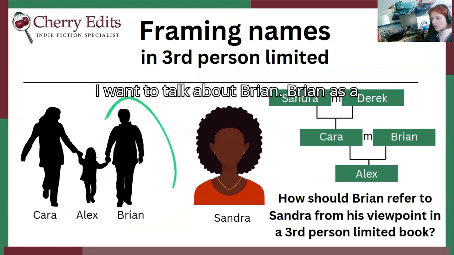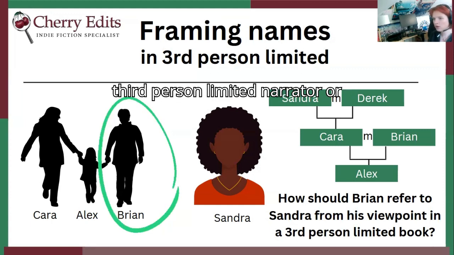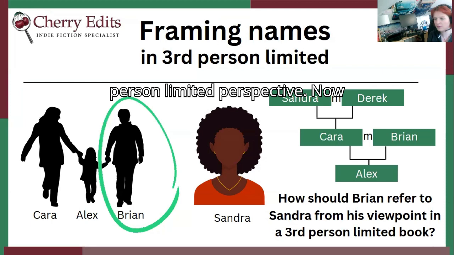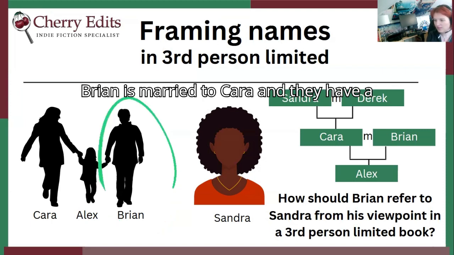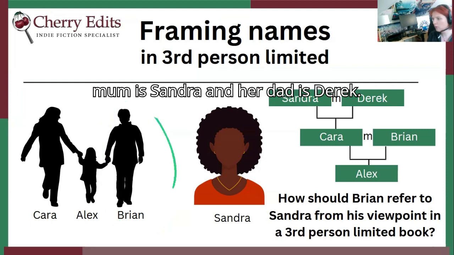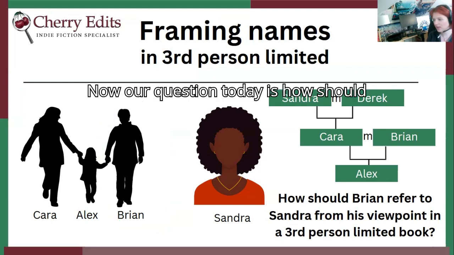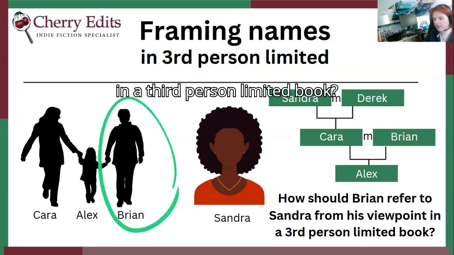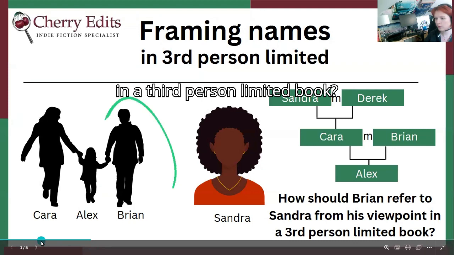I want to talk about Brian. Brian as a third person limited narrator, or Brian's perspective being the third person limited perspective. Now, Brian is married to Cara and they have a kid called Alex. Now, Cara's mum is Sandra and her dad is Derek. Our question today is how should Brian refer to Sandra from his viewpoint in a third person limited book?